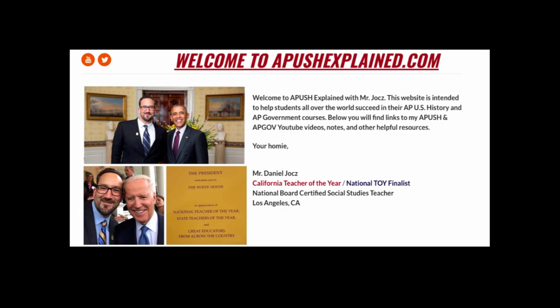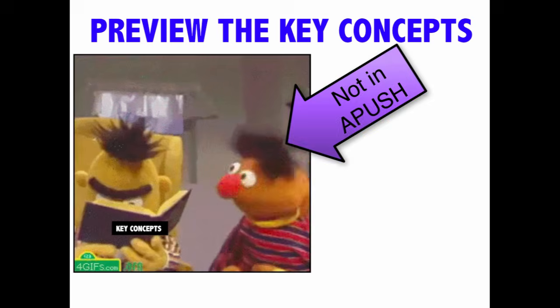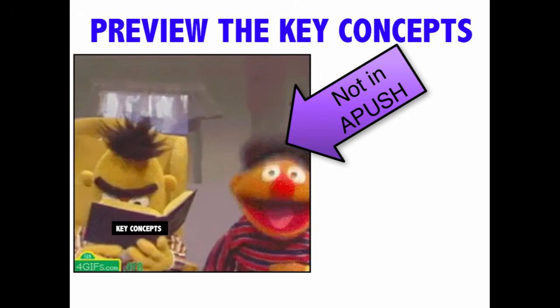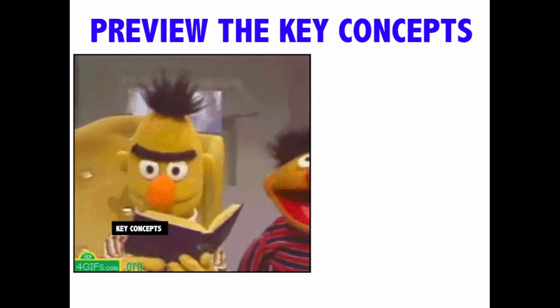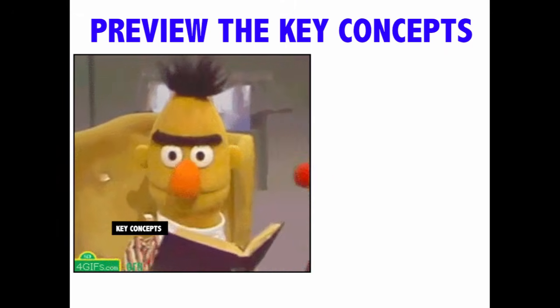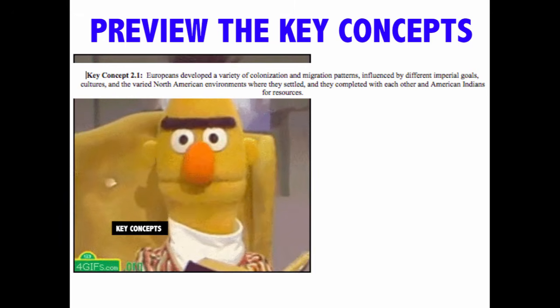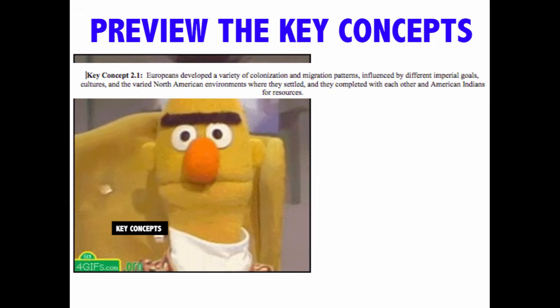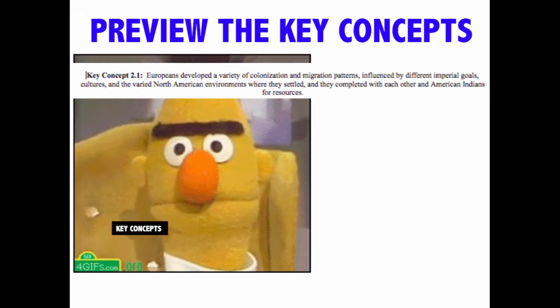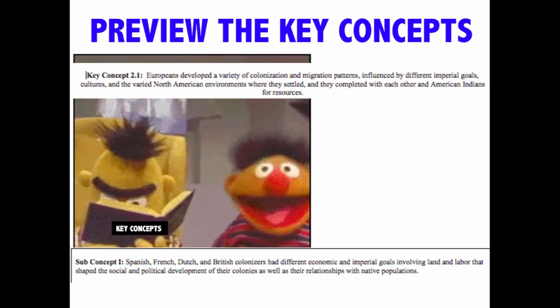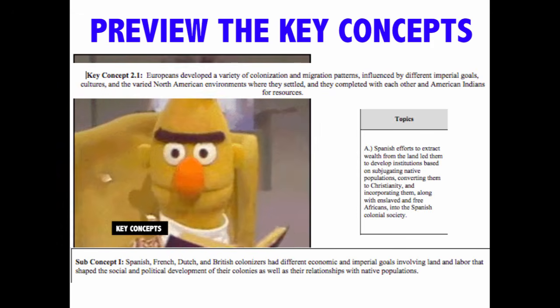First thing I tell my students before they begin a chapter is they should preview the key concepts. Identify the key concepts that are going to be covered in the chapter, and just in case you don't know, this can be found in the College Board framework. The key concepts are broken up as such. You have the main key concept, which is the big theme, the big idea of a particular period. Then you have a sub-concept, and within that sub-concept, you have other topics.